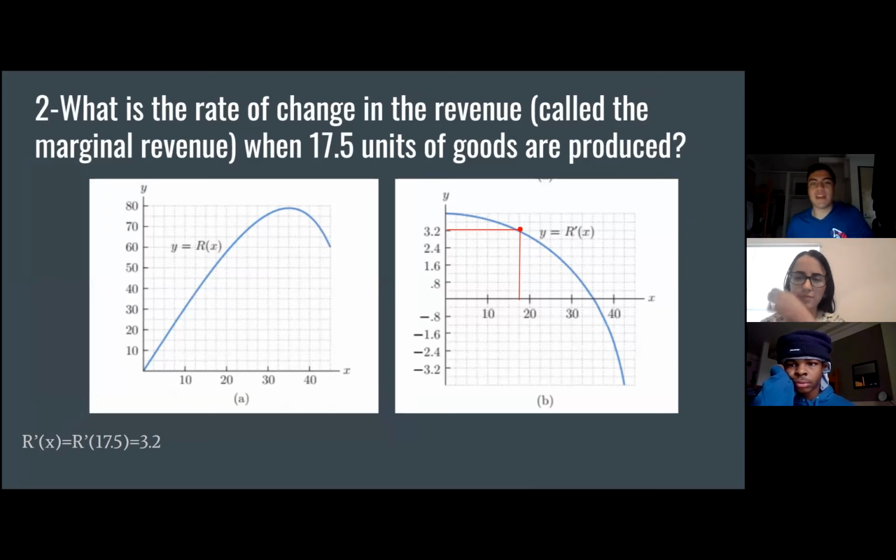For my problem, it asked what is the rate of change in revenue, called the marginal revenue, when 17.5 units of goods are produced. For the rate of change, because of the position on the graph or X value, the derivative of that is always going to be our rate of change. We just have to look at the derivative graph at the same value, which is 17.5. And at 17.5, the graph is at 3.2. So our rate of change at 17.5 is going to be 3.2.